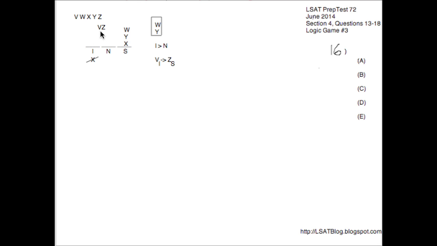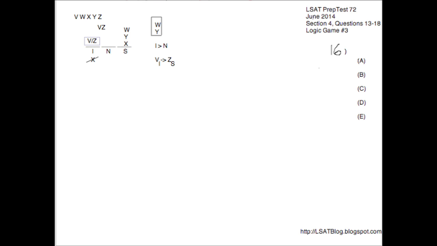Then we've got V and Z left to allocate. And remember, we've got to have more on I than on N, so we can't have one of them on I and one of them on N. We'll have to have one of the two on I for certain, and then maybe the other one of the two will go on Sweden.